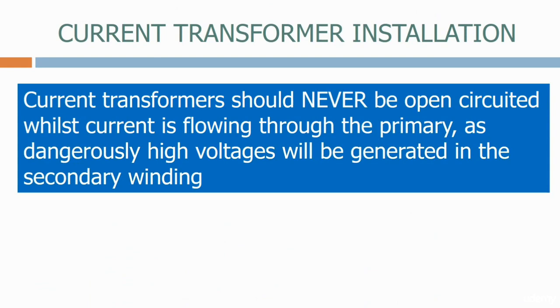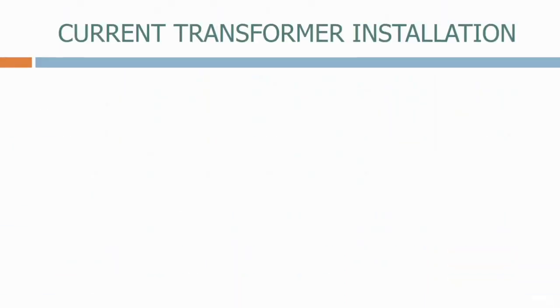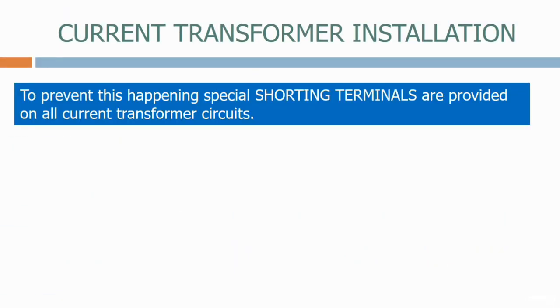Current transformers should never be open-circuited whilst current is flowing through the primary, as dangerously high voltages will be generated in the secondary winding. To prevent this happening, special shorting terminals are provided on all current transformer circuits.